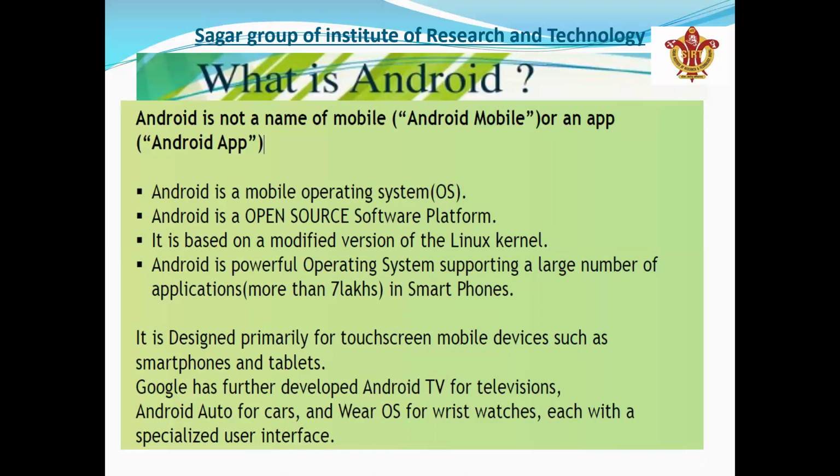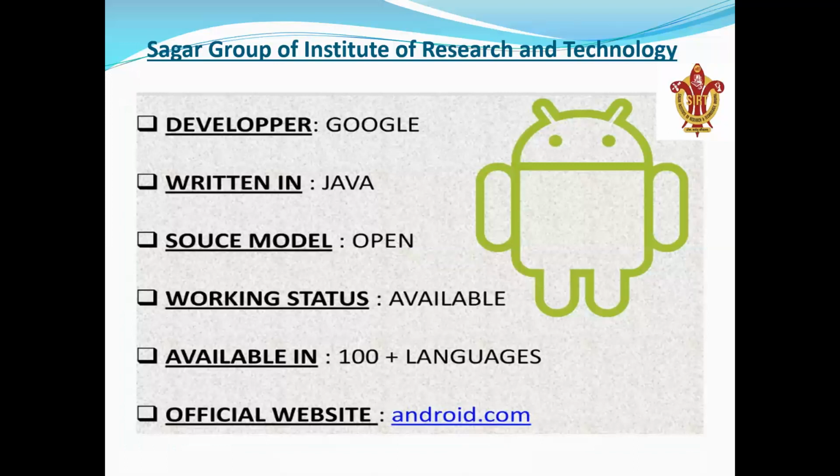So this is the basic introduction to Android app development. We can summarize it: Android is basically an operating system. It is an open source operating system and it is designed for touch screen devices. And we will see in the next slide a small summary about Android. It is very helpful for the Viva also, right?